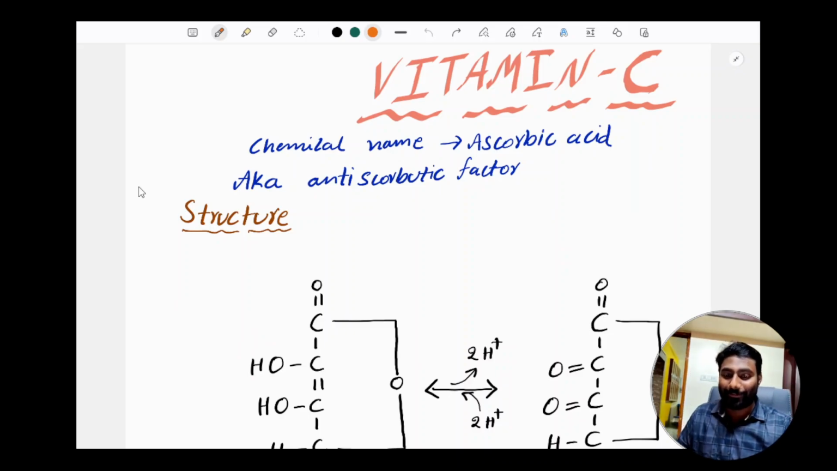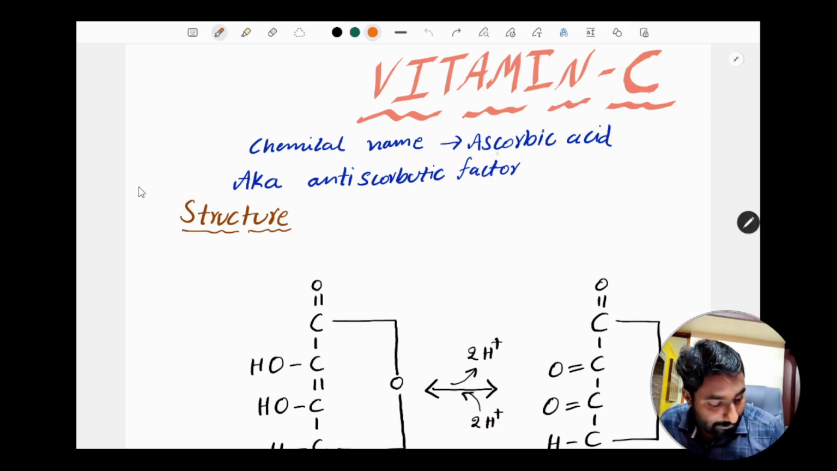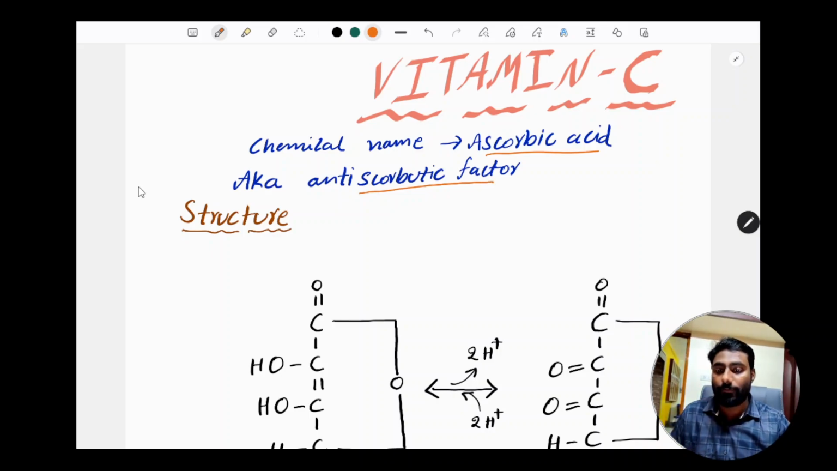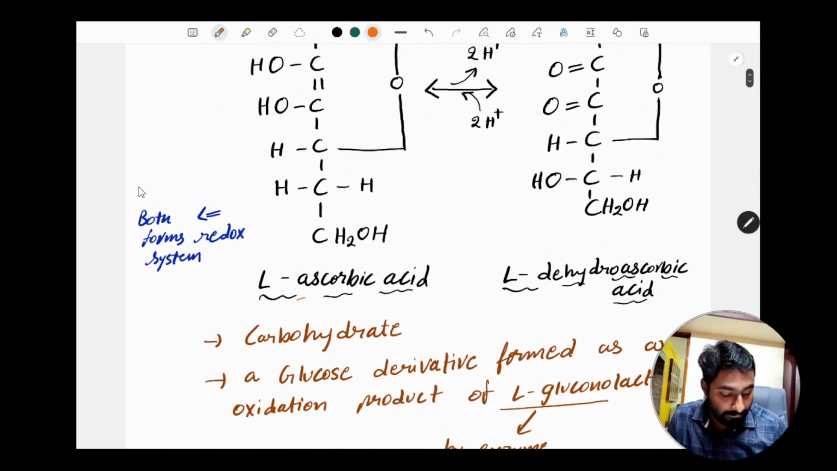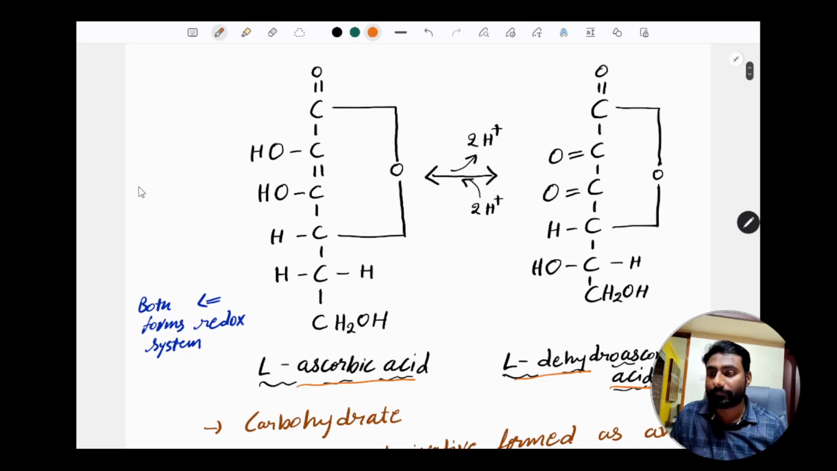Students, today we are going to discuss vitamin C. Its chemical name is ascorbic acid. It is also known as anti-scorbutic factor. If you see the structure of vitamin C, it mainly exists in two forms. One is L-ascorbic acid, another is L-dehydroascorbic acid.